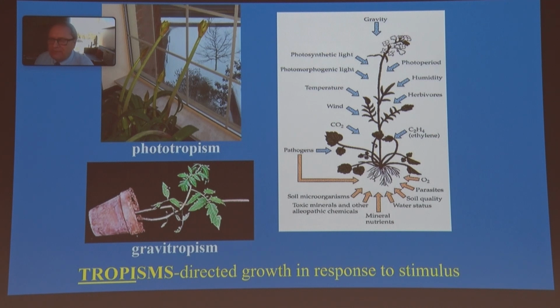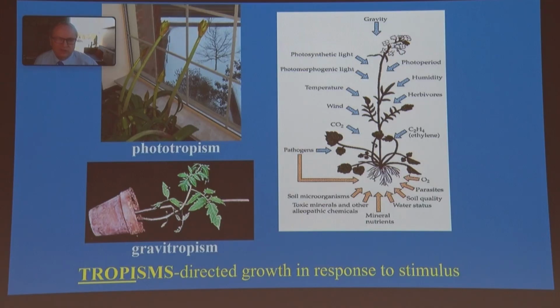And this panel on the right shows a plant in the environment. So plants have a constant bombardment of environmental stimuli. Two of the most important ones for plant development are light and gravity. And this has been the focus of my research for quite a bit of time. This particular interaction between light and gravity, or phototropism and gravitropism.